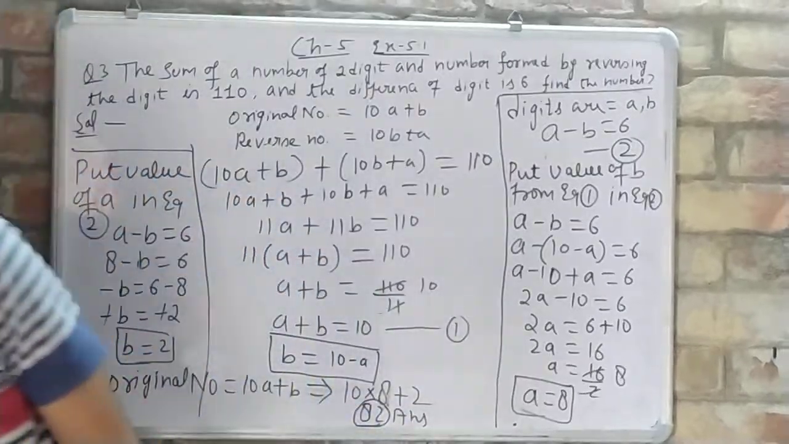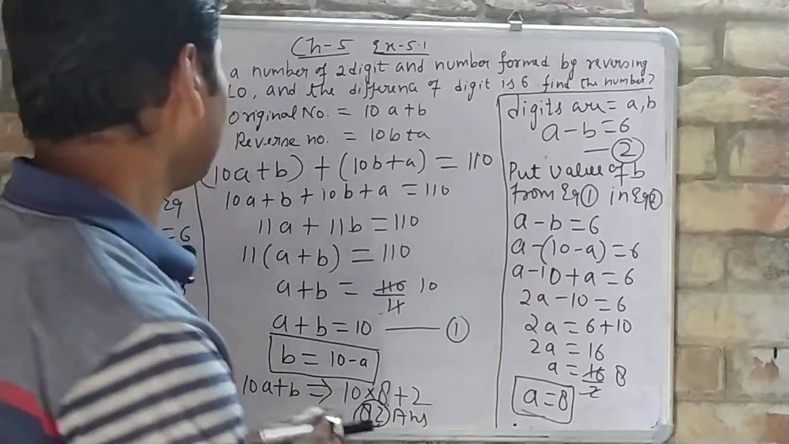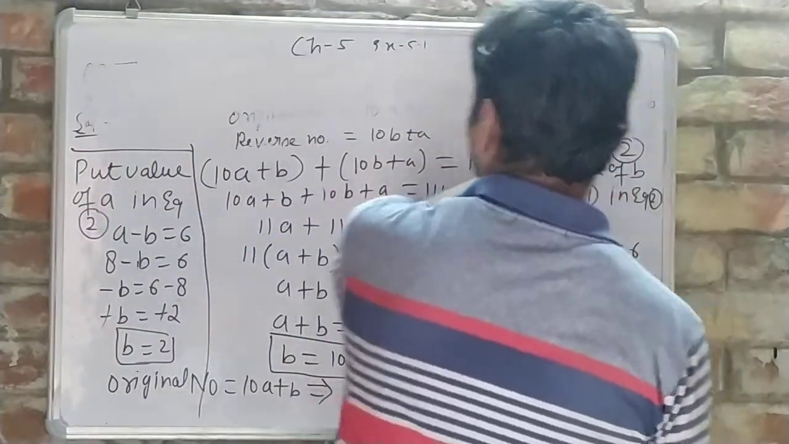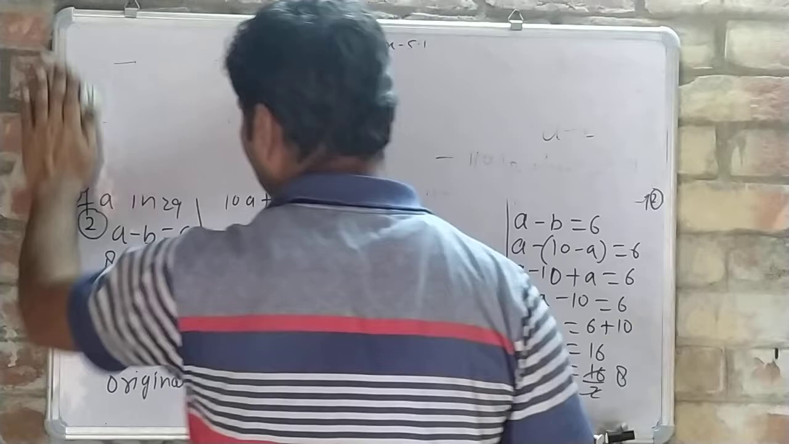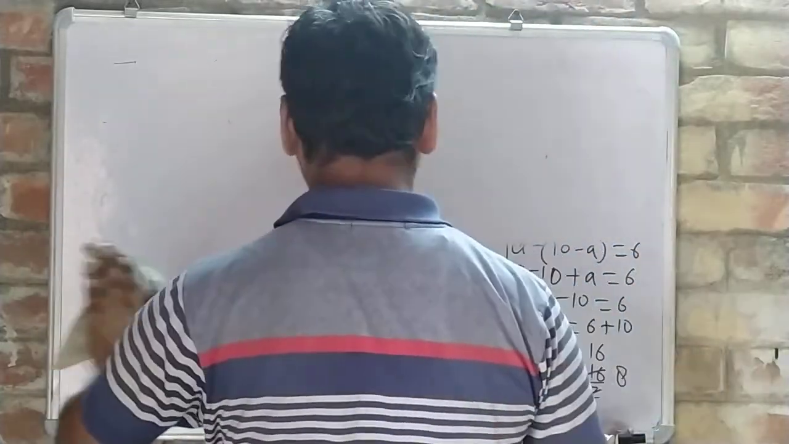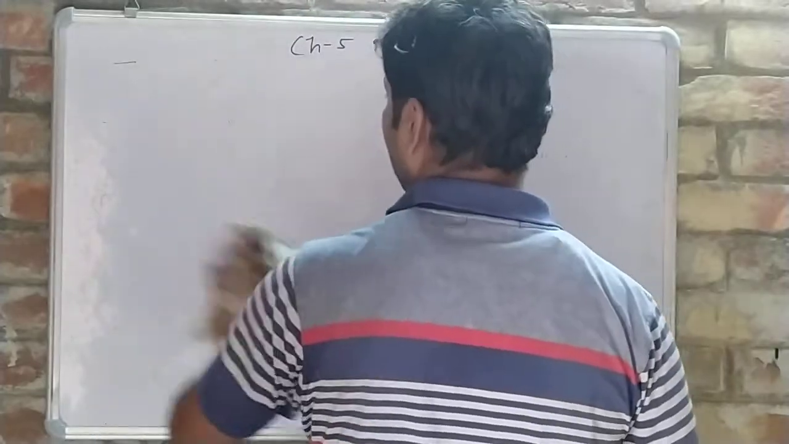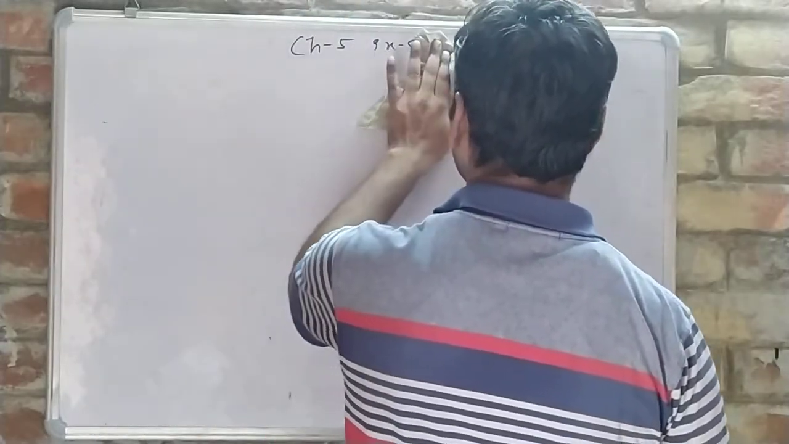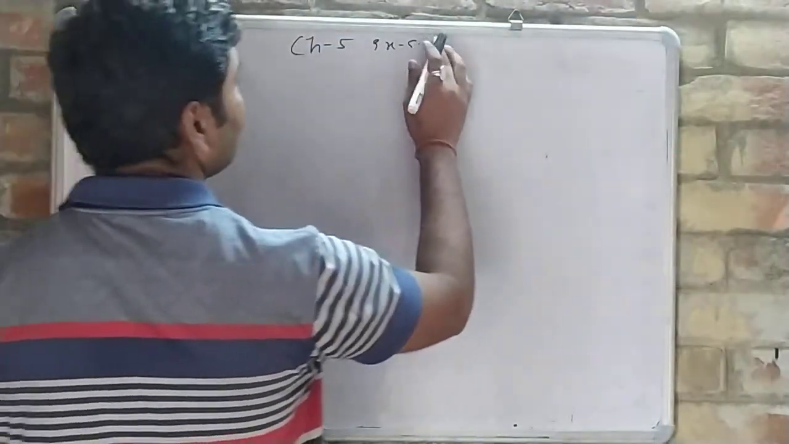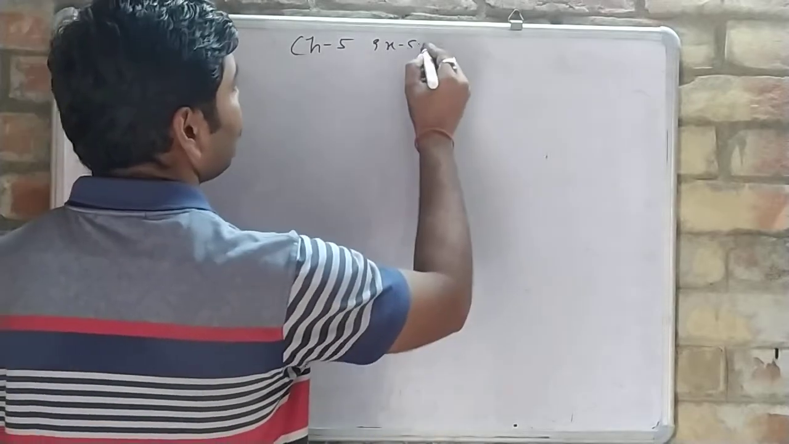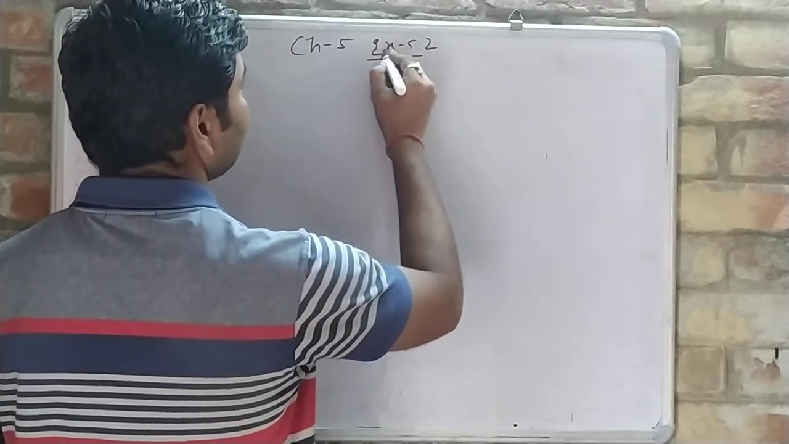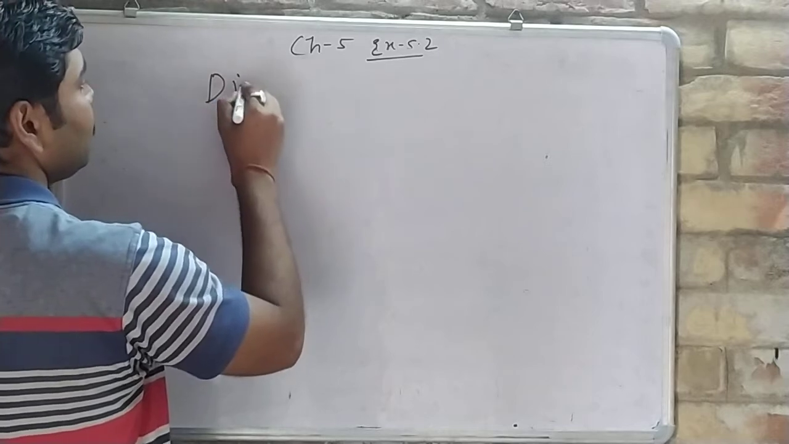Now see exercise 5.2. Now we will move to exercise 5.2. 5.2 is a very easy exercise. You only have to check the divisibility. And the divisibility rules you all have studied in class 6th also, and class 7th also you all have studied. So this is not a new chapter, a new exercise for you. Okay, divisibility.